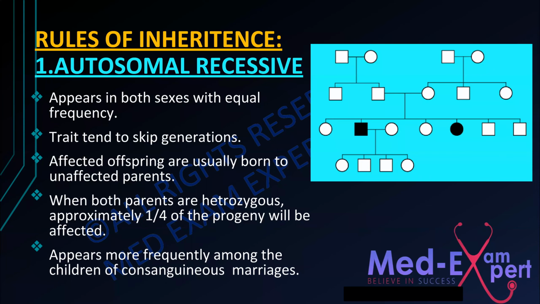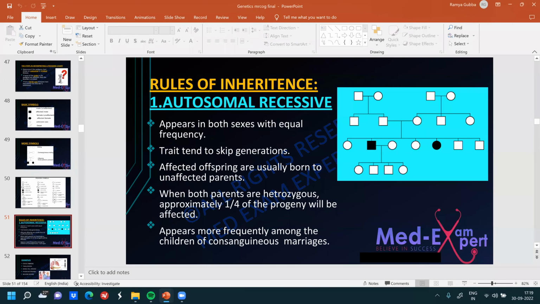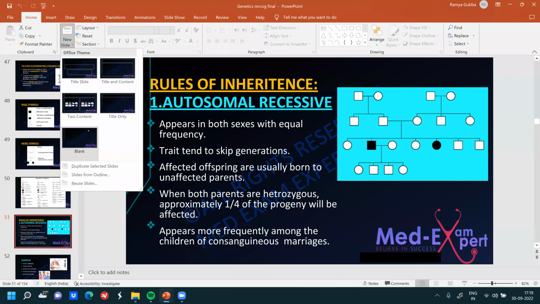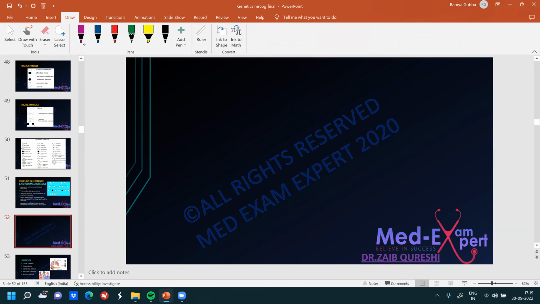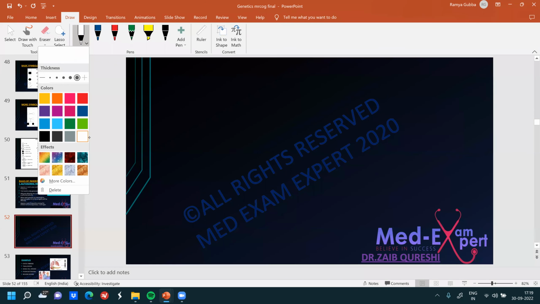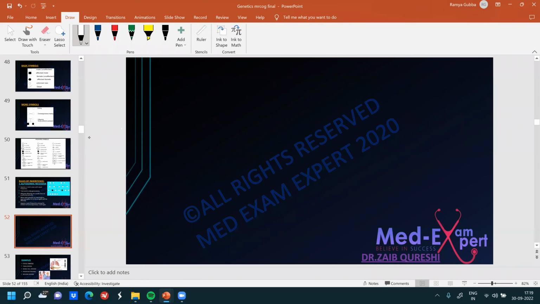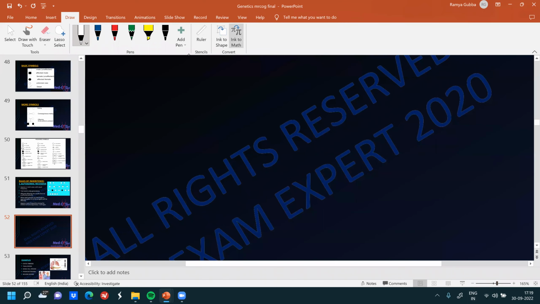Now first we'll discuss autosomal recessive. First I'll explain how we have to understand these topics, and then we will see how to read them. That also I'll tell you. Right. So now, first coming to autosomal recessive disorders.